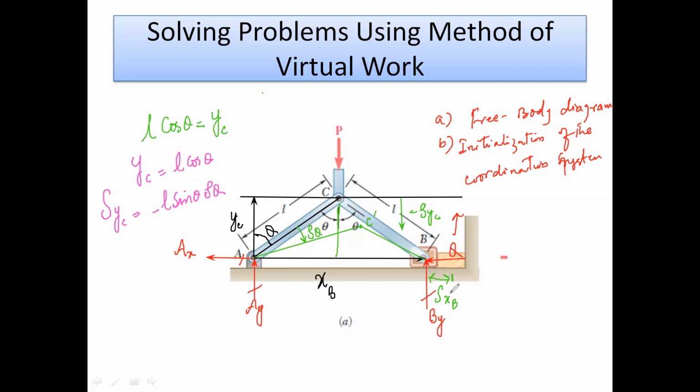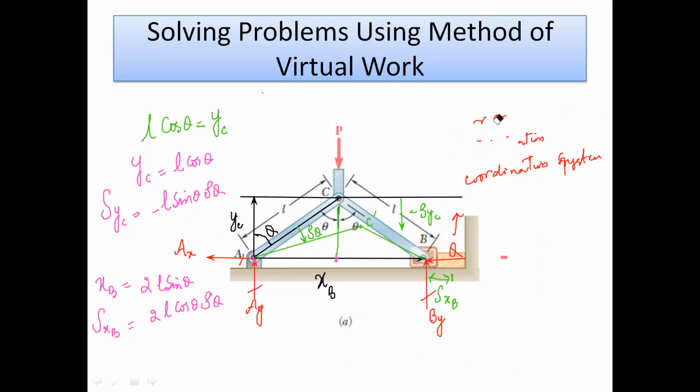Then we'll have XB. If you look at XB, it is equal to 2 times L sine theta. L sine theta is the distance from here to here, so 2 times L sine theta will be the total distance. Differentiating virtually, del XB is equal to twice L cos theta times the virtual angle del theta. Once we are done with initialization of the coordinates, step number 3 is writing the principle of virtual work.